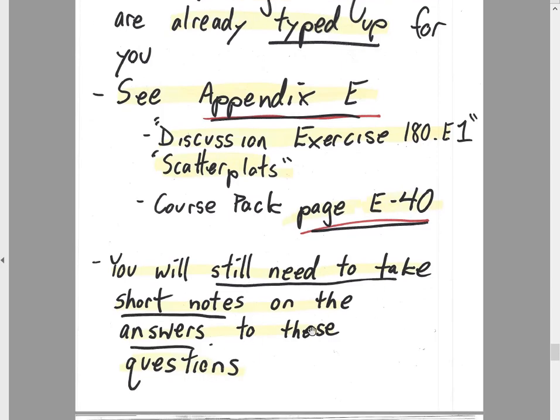Here I say you'll still need to take short notes on the answers to these questions. If this was a typical lecture where we're meeting face-to-face, I would have the class watch the video, and then I would have them go to groups and work on this small group discussion exercise. Since we're doing this online this semester, I'm going to pose the questions to you.